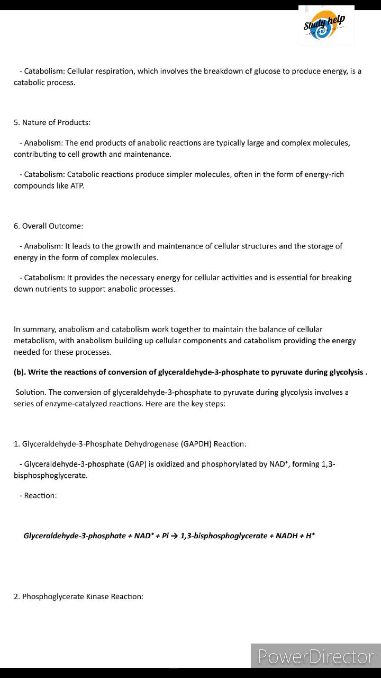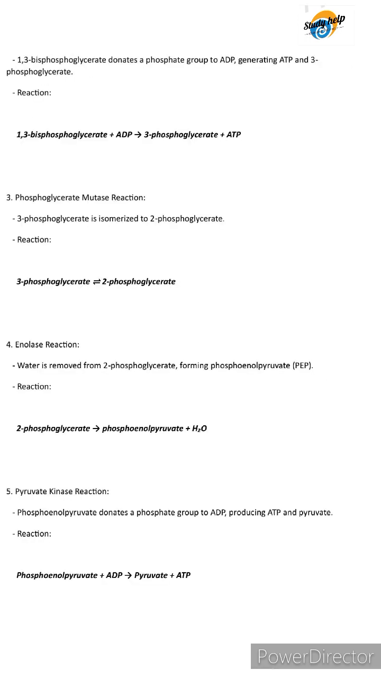2. Phosphoglycerate kinase reaction. 1,3-bisphosphoglycerate donates a phosphate group to ADP, generating ATP and 3-phosphoglycerate. Reaction. 1,3-bisphosphoglycerate plus ADP gives 3-phosphoglycerate plus ATP. 3. Phosphoglycerate mutase reaction. 3-phosphoglycerate is isomerized to 2-phosphoglycerate. Reaction. 3-phosphoglycerate gives 2-phosphoglycerate. 4. Enolase reaction.